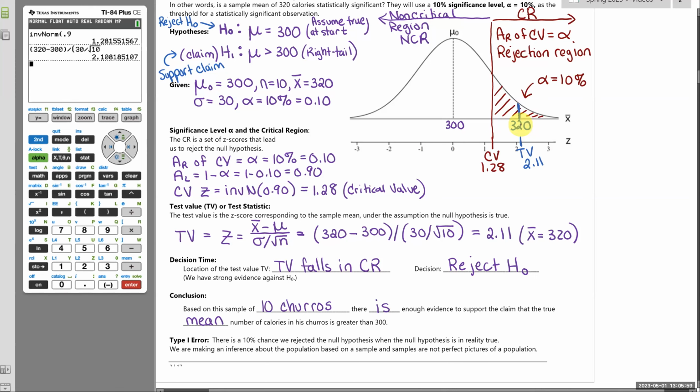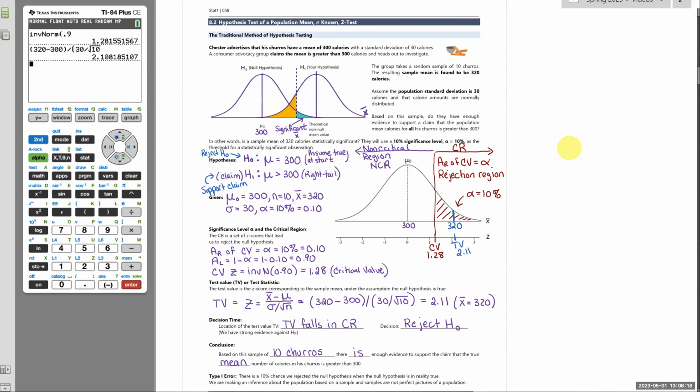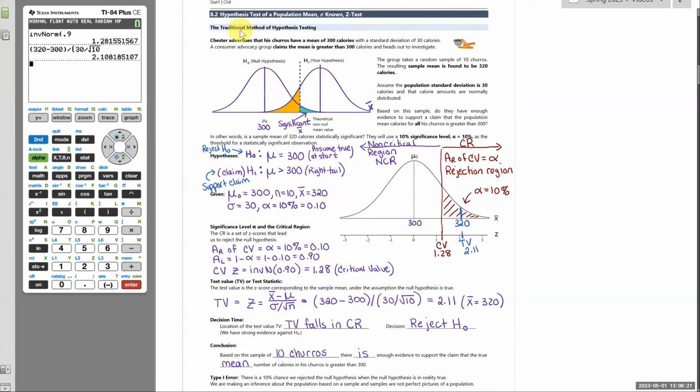So that's essentially the ending point here, is just knowing that when you take a sample, it's not a perfect picture of an entire population. It was just 10 churros. And so there is always a chance of making a mistake. All right, and that is what we call the traditional method of hypothesis testing. So what we're going to do next is approach this problem using another method, but the idea will be the same. We'll just be making the decision a little differently, and we'll take a look at that method.